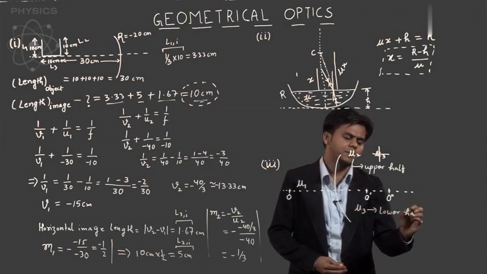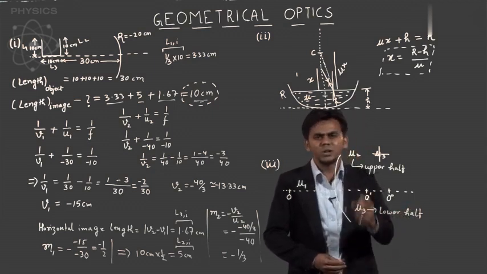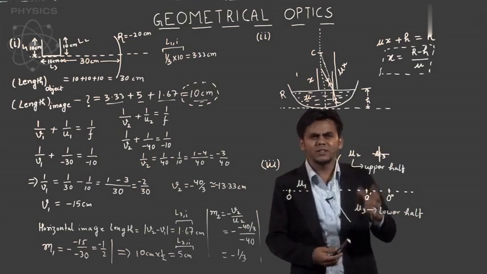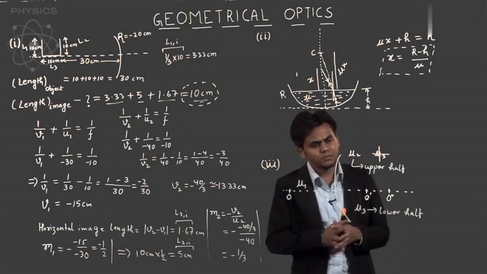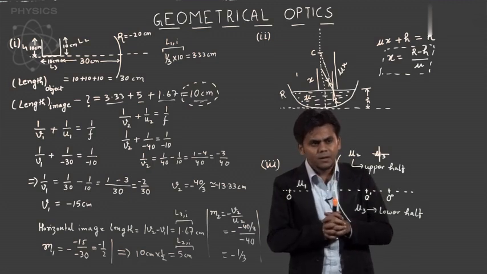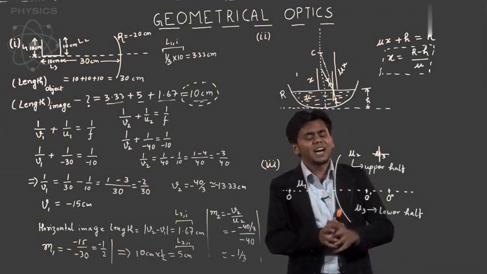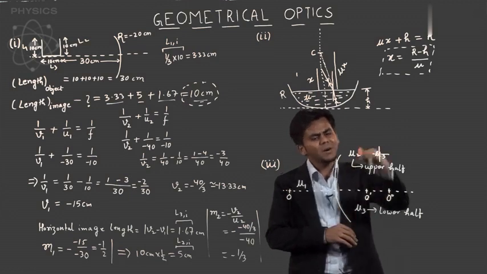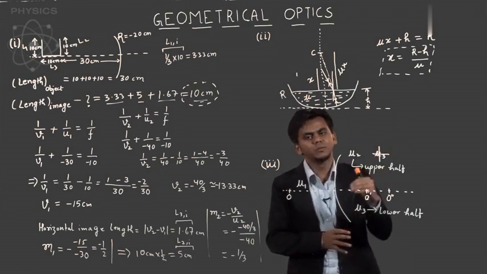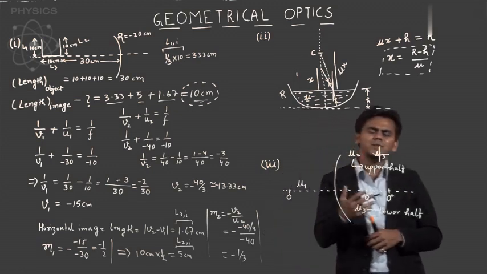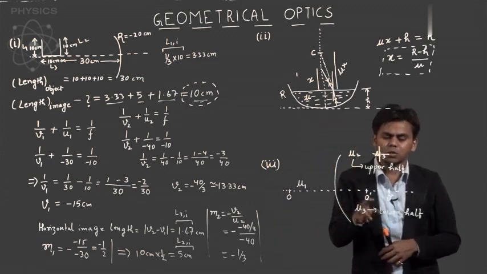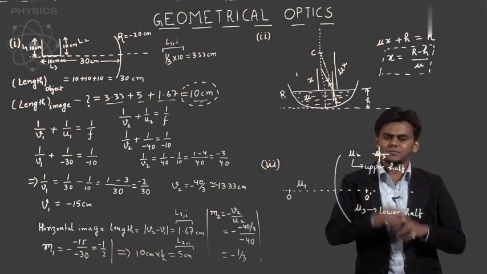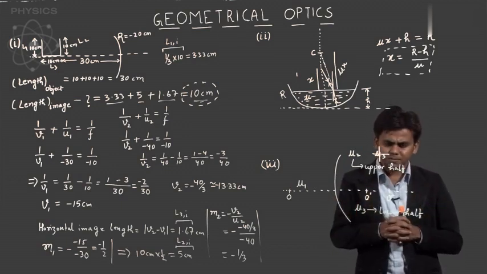So what will happen? Would you find an image of the object at O dash, O double dash, somewhere in between, or no image at all? I'll repeat the question. Rather than having the whole of it as mu2 or mu3, what I did was upper half as mu2 and lower half as mu3. So what would be the image location? O dash, O double dash, somewhere in between, or no image at all?